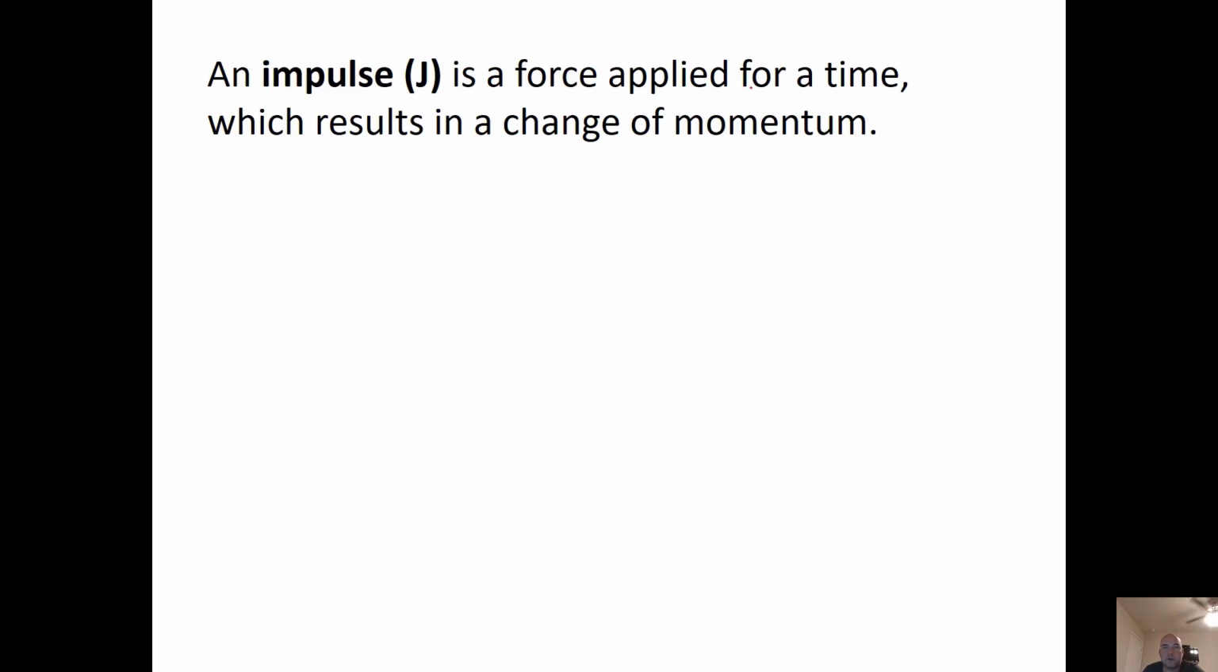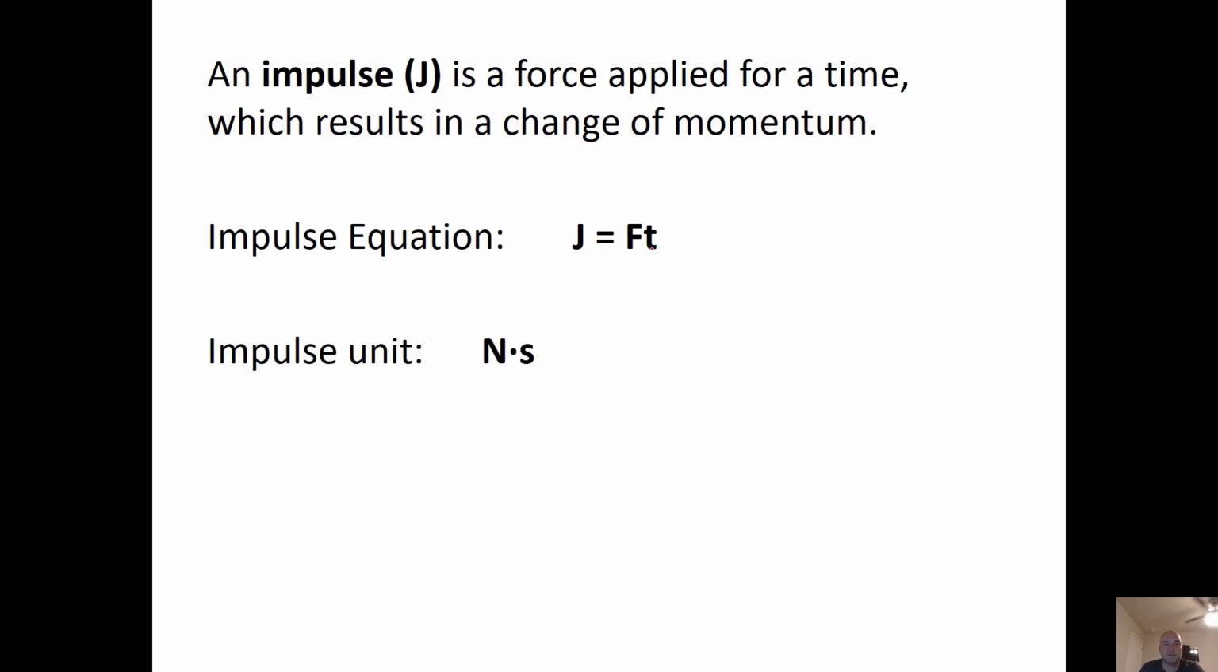An impulse is a force applied for time, so we're going into the next section, and it results in the change in momentum. If you hit something with a force and it touches a baseball for a fraction of a second, you're going to change the direction that object's going. You're going to change its momentum. So the basic equation, there's your J for impulse, and that's equal to force applied over time, or times time.